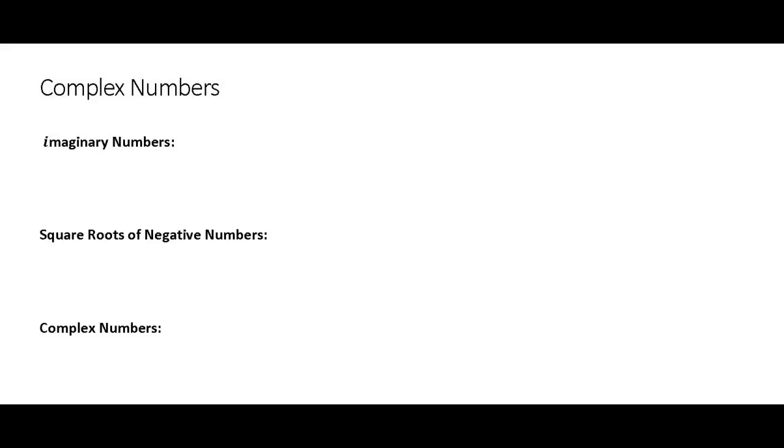Complex numbers. Let's take a look at imaginary numbers, which are the building blocks of complex numbers. Imaginary numbers are indicated using the letter i. i is the square root of -1. If we were to take i and square it, we would end up with -1. This allows us to find the square roots of negative numbers.